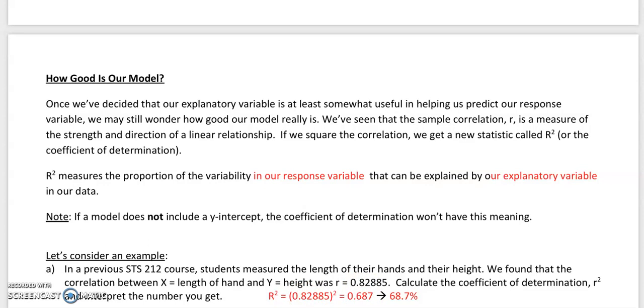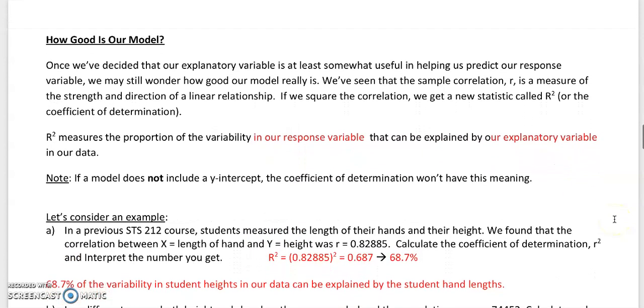And usually what I like to do is convert that to a percentage because it's going to make my interpretation a lot easier. So this is telling me the proportion of the variability in my response, height, because that's my y variable, that can be explained by the explanatory variable. So in this example, 68.7% of the variability in student heights in our data can be explained by the student hand lengths.